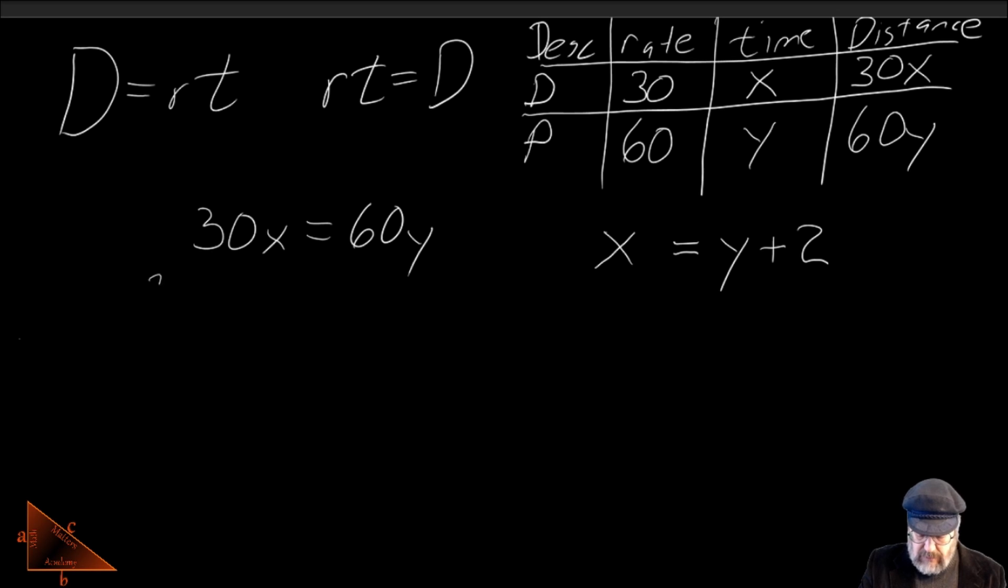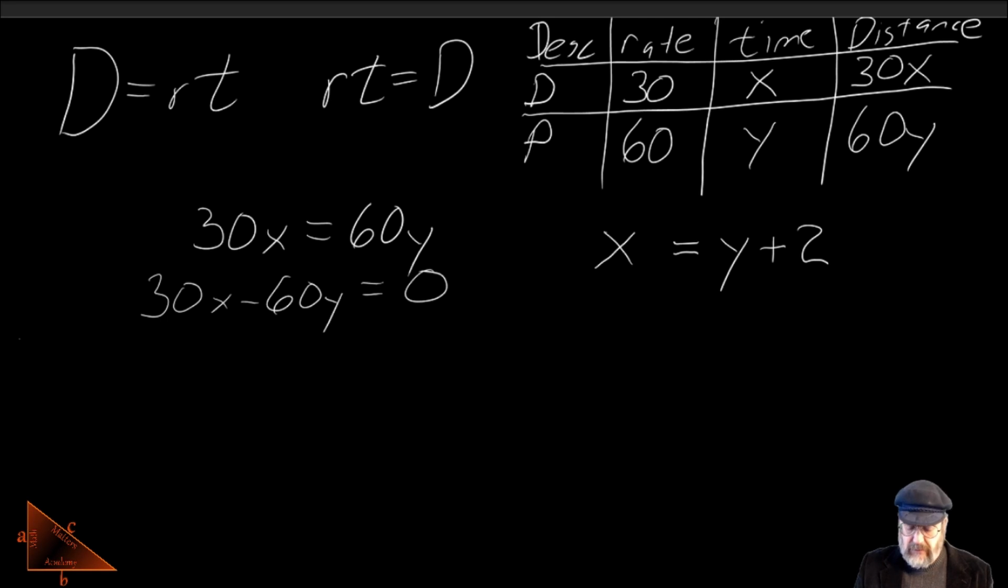So I've got 30x minus 60y is equal to 60y minus 60y, which is 0. So now all my variables are on the left, my constant is on the right.